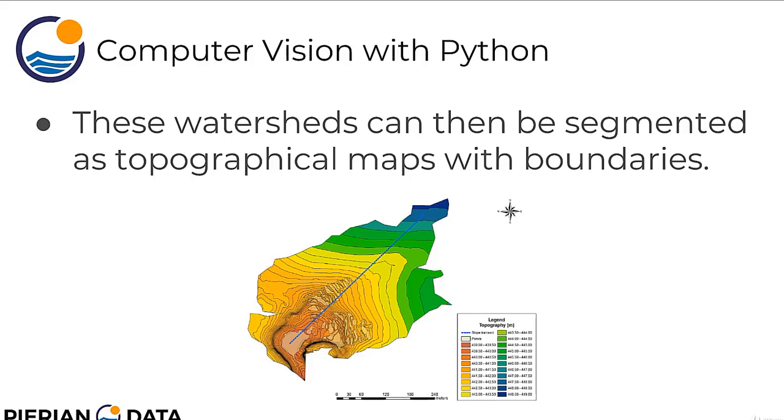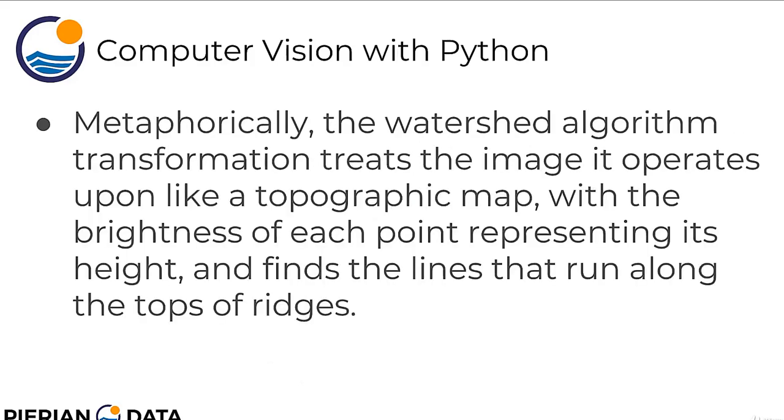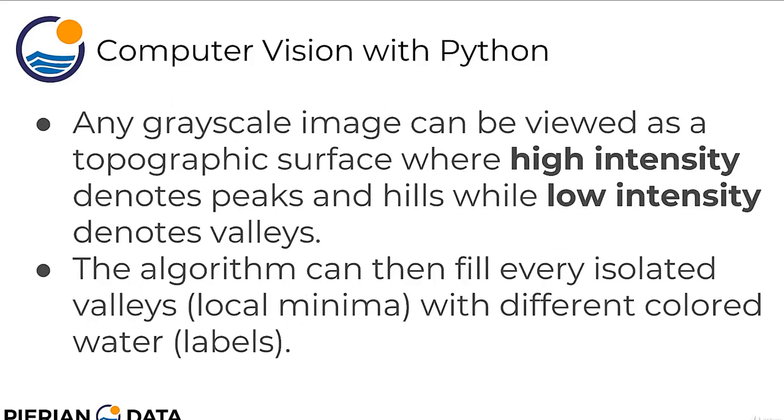And notice here that when this topography mapping happens, you get these segments. Metaphorically, the watershed algorithm transformation that works on images is going to treat the image it operates on just like a topographical map, with the brightness of each point representing its height. Then it finds the lines that run along the tops of these so-called ridges, essentially trying to apply the same fundamental idea behind the way water aggregates in different topographies to the way brightness aggregates in images.